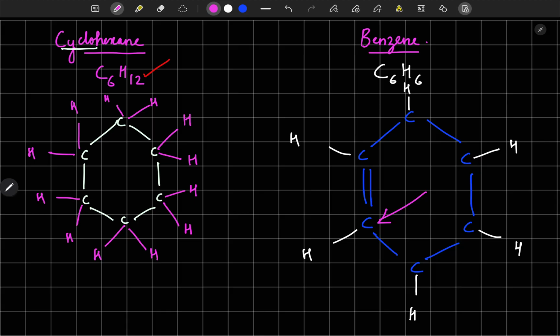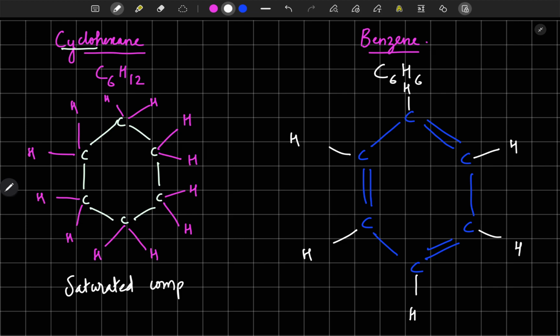Now I will introduce one double bond here as well, and here also I introduce one double bond. Now all carbons have 4 bonds each. In the first structure also, all carbon atoms have 4 bonds, but all are single bonds. In the structure of benzene, double bonds are also present. So we can say cyclohexane is a saturated compound. Saturated means only single bonds. That is the meaning of a saturated compound.